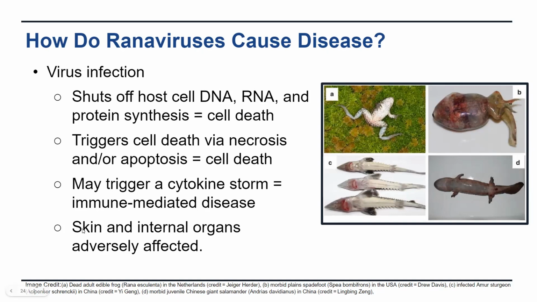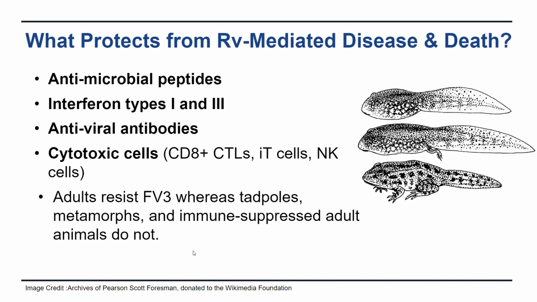So you see petechial hemorrhages on the outer surface of infected frogs and fish. You see hemorrhaging of internal organs. You see skin sloughing, and all these things lead to morbidity and, in many cases, mortality. So how does an amphibian or a fish protect itself against ranavirus disease?